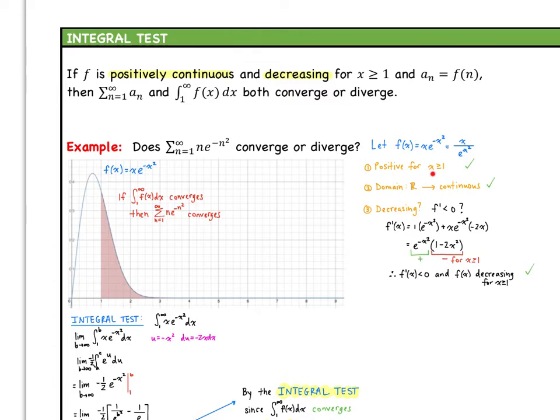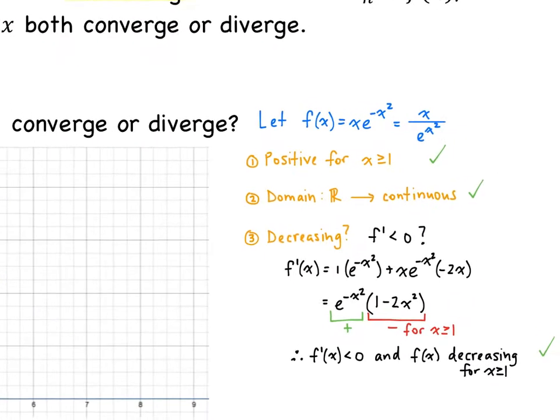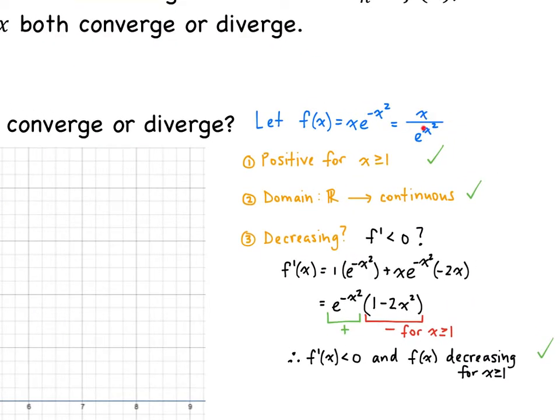So is it positive for x greater than or equal to 1? Well, you can see by plugging in values greater than or equal to 1 that we're always going to get a positive value. So it is positive. Is it continuous? Well, the domain is all real numbers. There's no value of x for which a denominator is 0, so it is continuous.